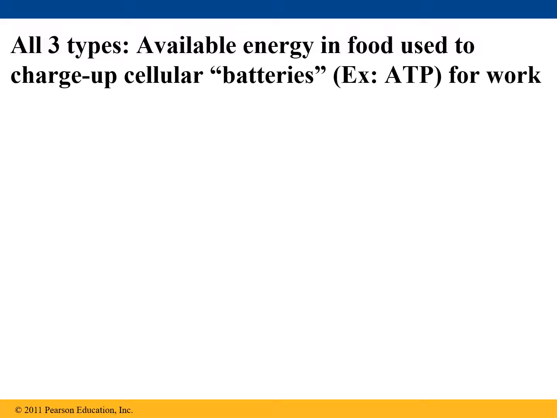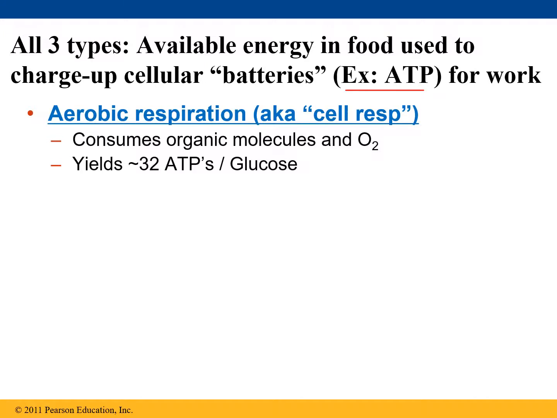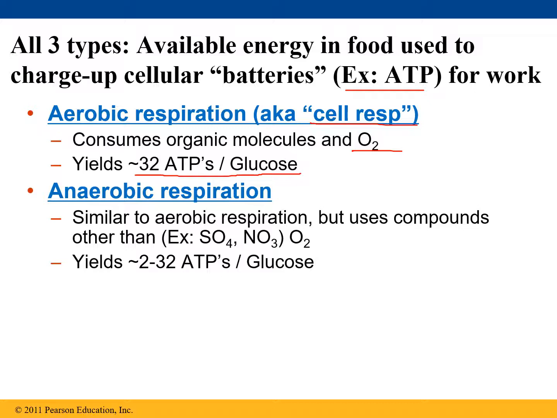So for all 3 of these types, the bottom line is that they take the available energy in food and use it to charge up cellular batteries. For example, ATP, that is the strongest cellular battery that we talk about. In this first type, aerobic respiration, like I said, typically called cell respiration, organic molecules are consumed and oxygen is also consumed. This one is by far the most energy efficient per glucose. And when I say energy efficient, understand that that's just in normal cell conditions. So that one makes the most energy per glucose.